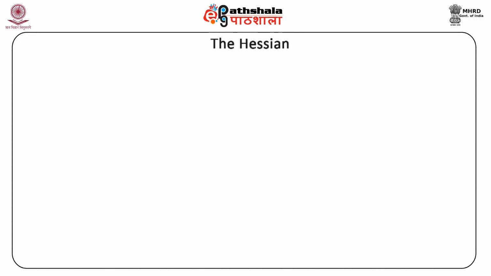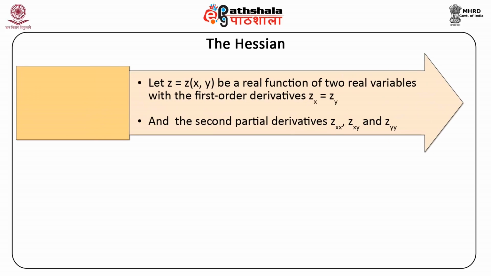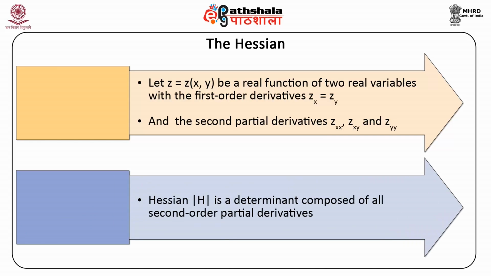Let's begin with the topic of Hessian matrix. Let z equal to z(x,y) be a real function of two variables with the first order derivatives zx and zy and the second partial derivatives zxx, zxy and zyy. Hessian determinant H is a determinant composed of all the second order partial derivatives with the second order direct partials on the principal diagonal and the second order cross partials off the principal diagonal.